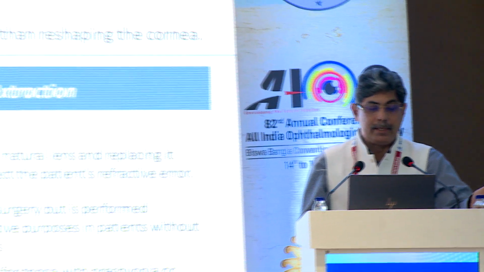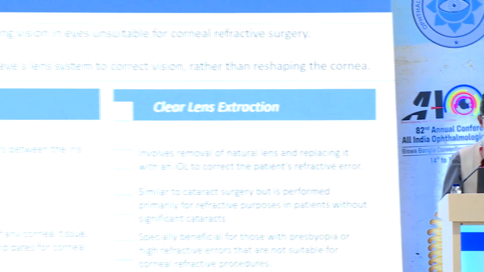Thank you, Dr. Bharti, for giving me this opportunity to be in your course. I will be focusing on ICL and clear lens extraction, because they are also a very important part. So ICL or phakic lens is a biocompatible lens between the iris and the natural lens of the eye. It is reversible, and does not involve the removal of the corneal tissue. Better option for unsuitable candidates for corneal refractive surgery.